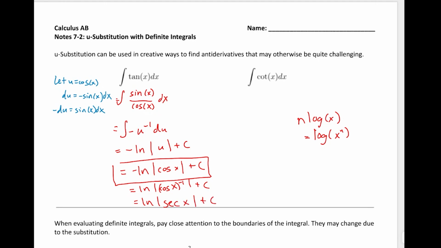So I don't want you to get confused if you're looking stuff up online. You're like, wait a minute, I thought it was negative natural log of absolute value of cosine. What's going on with the secant stuff? This is how you make that transition. And so both of these are correct. They're just two different expressions that represent the same thing.